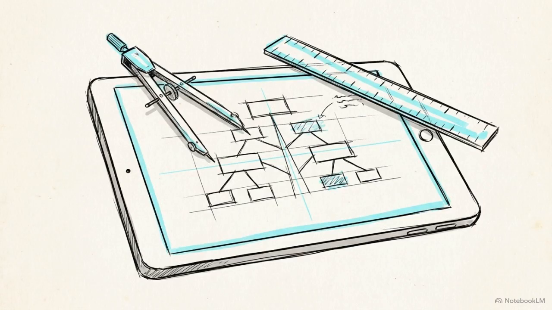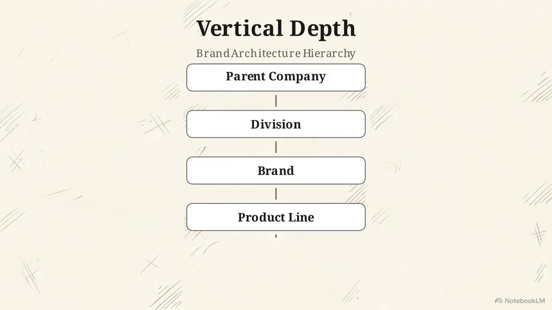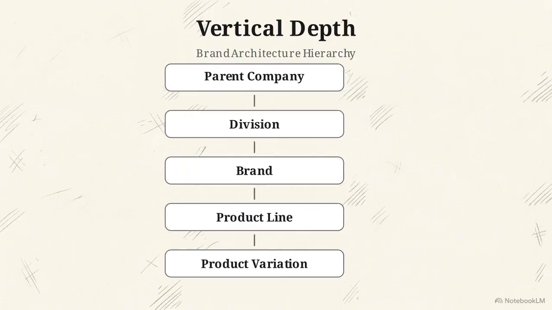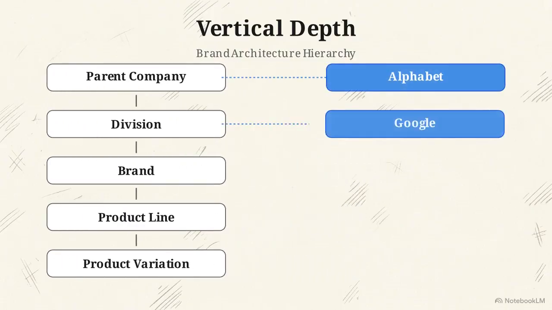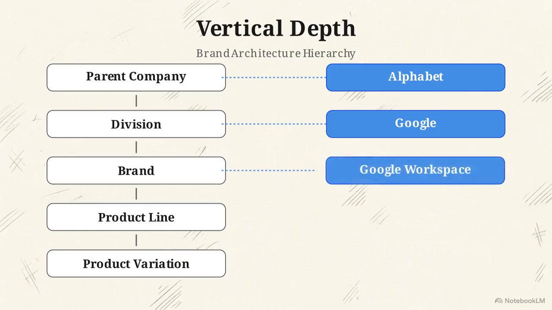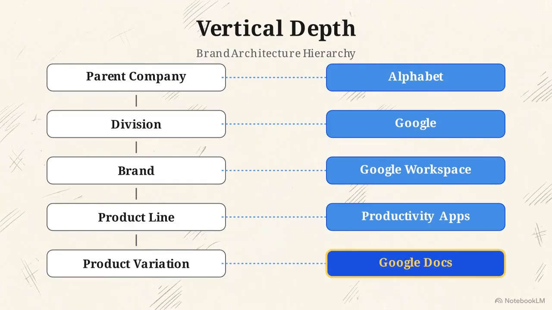Now let's look at the mechanics of drafting the visual map. A strong chart includes multi-tiered vertical depth. You want to map the organization downward, starting from the parent company, moving down to the division, the brand, the product line, and finally the product variation. Let's look at how Alphabet fills this out. Alphabet is the parent company. Google is a core brand underneath it. Below that, you map the sub-brands or divisions, leading all the way down to a specific service like Google Docs.